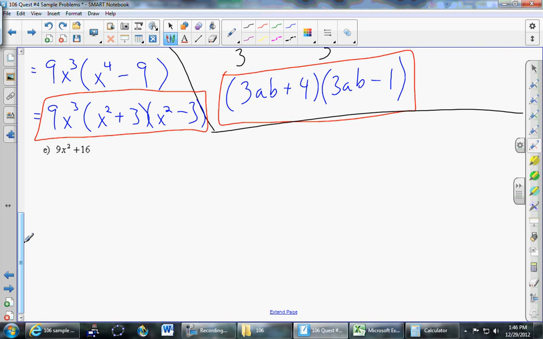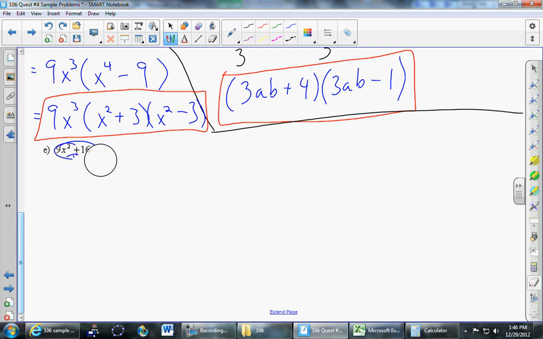Finally, 9x squared plus 16. Easiest problem on the page. Also very easy to make a mistake on this problem. It is tempting to maybe try to do a difference of squares thing here, 3x, 3x, 4, 4, maybe a plus, maybe a minus. But that's not going to give me a positive 16. Maybe a plus and a plus. That's not going to work either because the outers and inners will show up. I don't have any just plain x terms sitting in the middle of this thing.